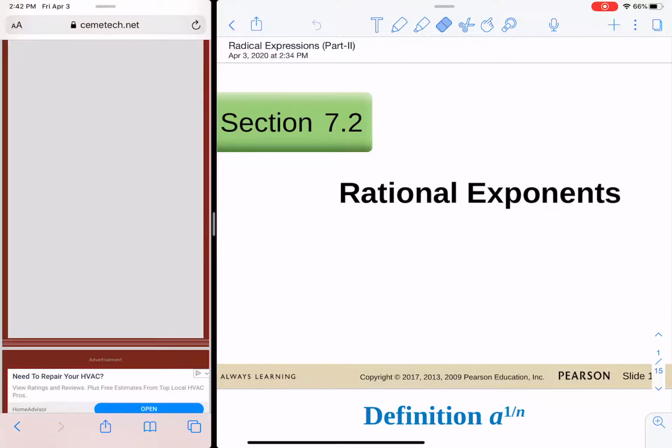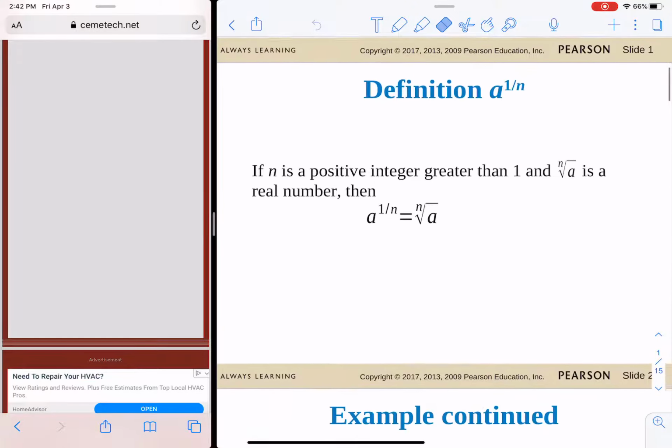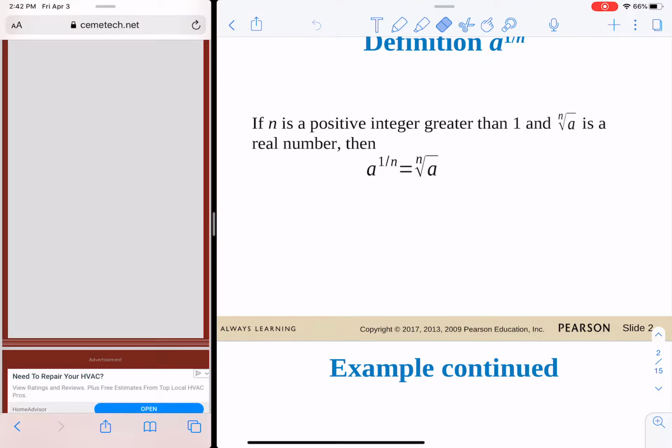This video is on rational exponents. If you recall, the nth root of a is simply equal to a raised to 1 over n. And you have to keep in mind that n is a positive integer. In other words, it can only be 2, 3, 4, and so on.